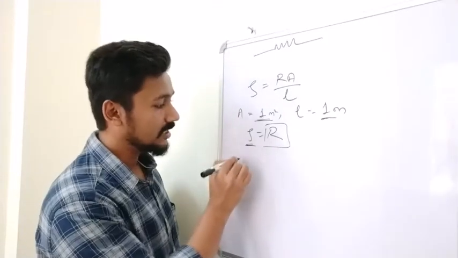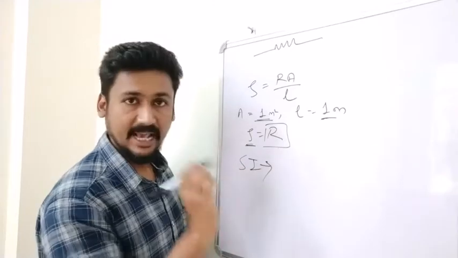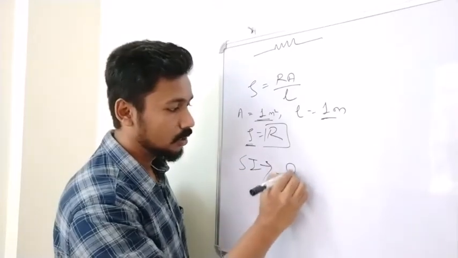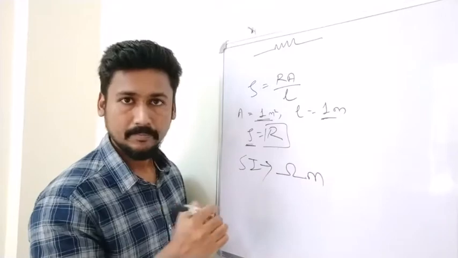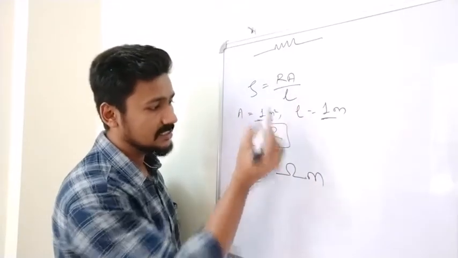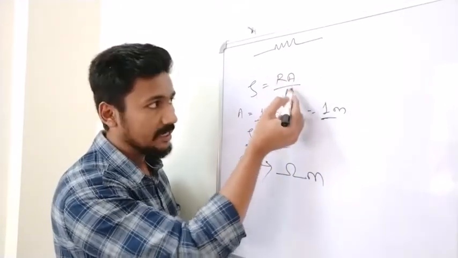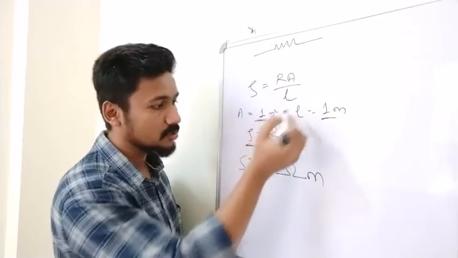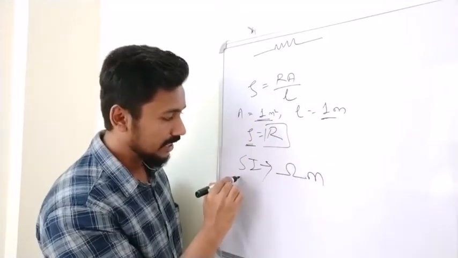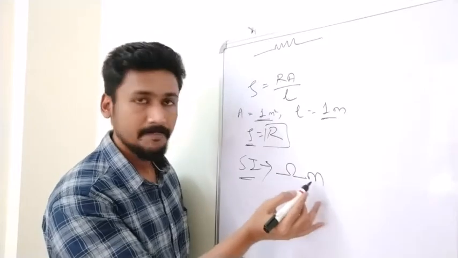Now, what is the SI unit of resistivity? The SI unit of resistivity will be ohm meter. Why do we get ohm meter? Resistance is in ohm, area is in meter square, divided by length in meter. So meter square upon meter will be meter. So the SI unit of resistivity is ohm meter.